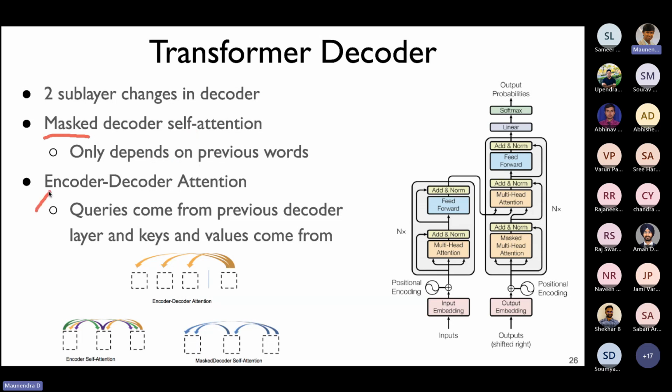And one more important part is encoder decoder attention. The queries come from the previous decoder layer, and the keys and values come from the encoder.